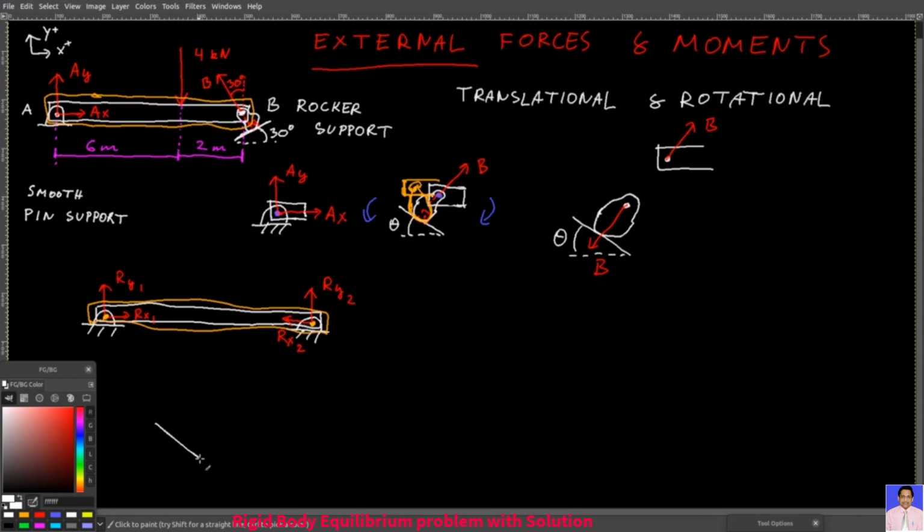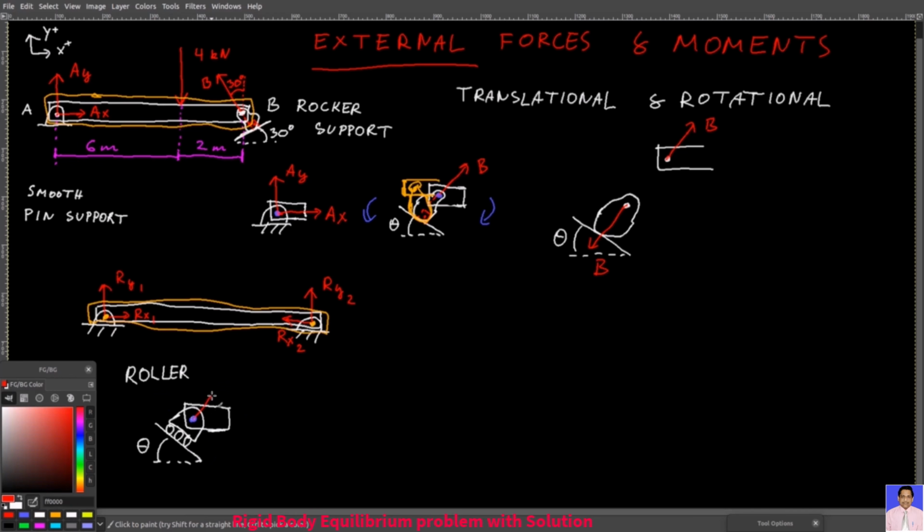There is another type of support called the roller. It is usually drawn like this. You have small wheels here, and it works on the same principle as the rocker support. You have a pin here. The beam can rotate about this pin, so it does not restrict rotational motion. It does not restrict translational motion along the surface either, so it can roll along the ground.